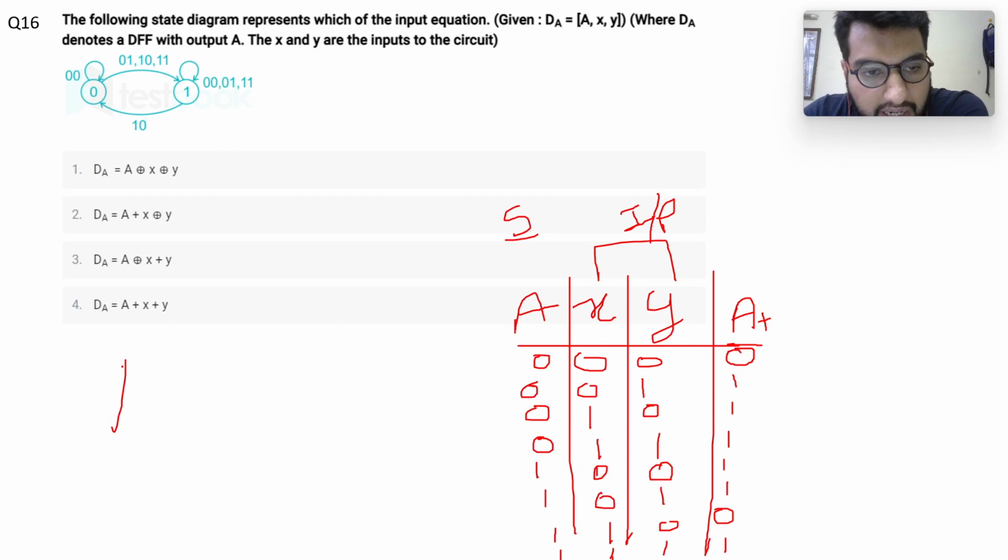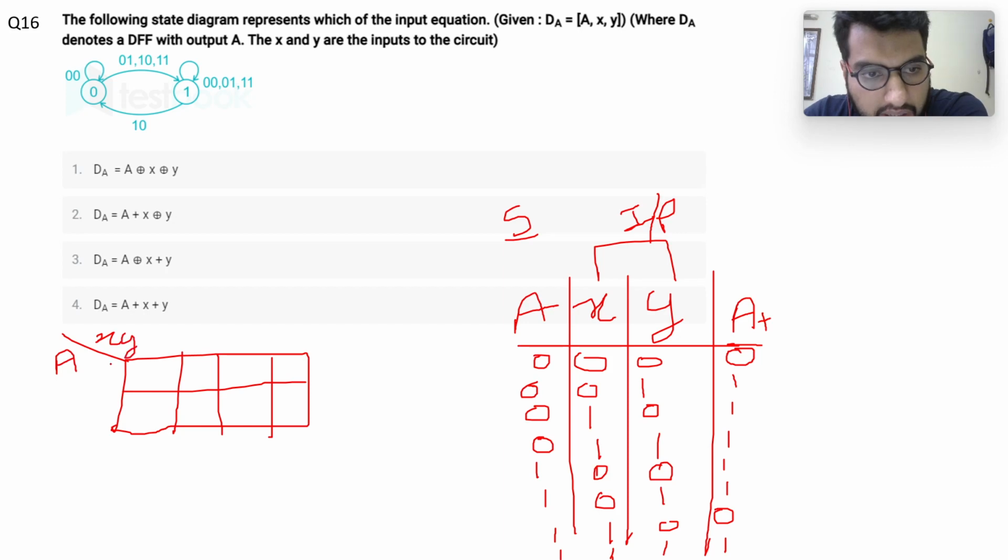Now I can write down the equation that describes this state diagram. So I have A, x and y. This is 0 1, so this is 0 1 1 1, and this is 1 1, and this is 1, right? 1 1 0 0 0 0 1 1 1 1 0. Yeah. So what we can do is construct a quad and we can have two pairs.